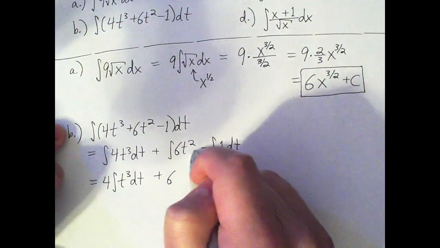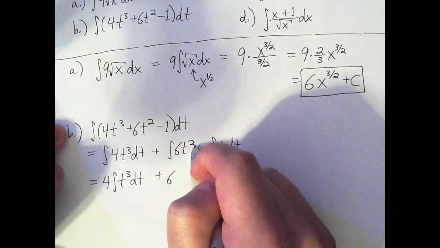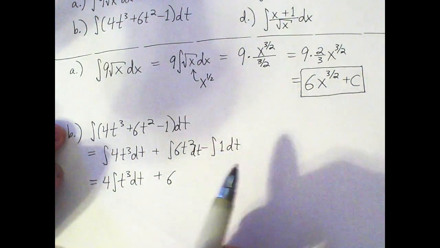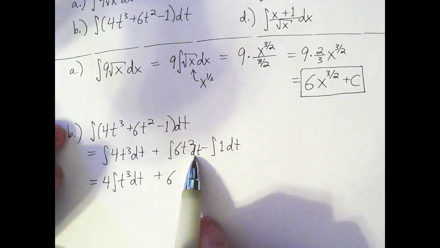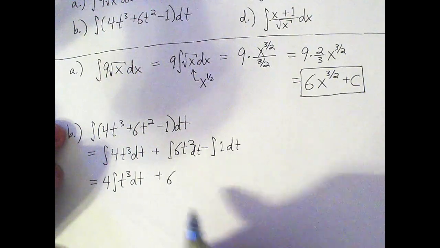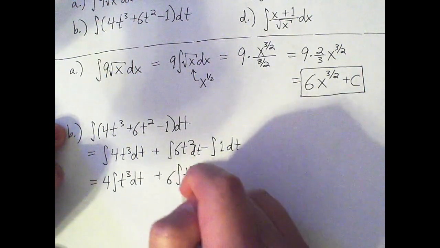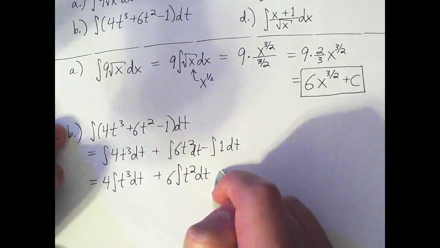Ooh, I actually missed a dt here. Make sure you write all those integral symbols and all the dx's or dt's. I was missing a dt, so I just filled it in. So that should be there. All right, pull out the 6, t squared dt.